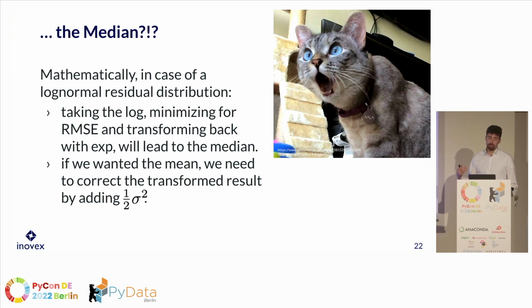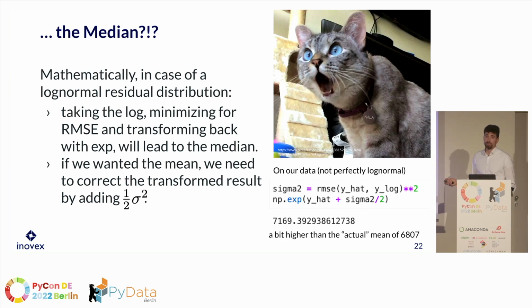When you now do the math and actually calculate what happens, transforming, minimizing, transforming back, at least for a log normal residual distribution, you can easily prove, and you find all this also in the blog post to this talk, that taking the logarithm, minimizing for the root mean squared error and transforming back will lead to the median. So if we were really interested in the mean, then we would have to correct this by adding 1/2 sigma square. We can also try this out for our data, which is not perfectly log normal. There, sigma square, the variance of the residual distribution, if we add this to our estimation, y hat, and apply the exponential function, then we are a little bit higher than the actual mean, but this is due to the fact that it was not log normal. But we see that we are much closer and that we have kind of corrected this.